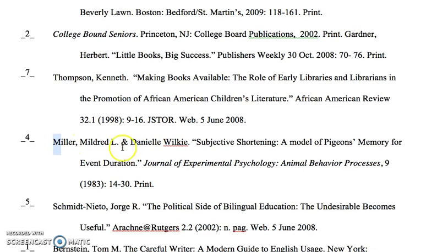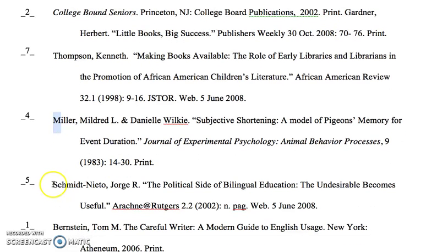And you'll notice you have two different authors, Mildred Miller and Danielle Wilkie. But you go with that first letter. And then, of course, what comes next would be Schmidt. So this is the last name, and it begins with the S, so that would be 5.